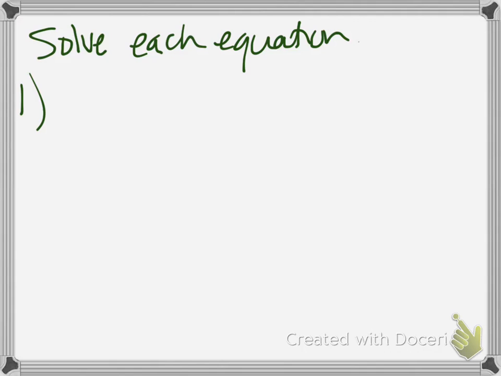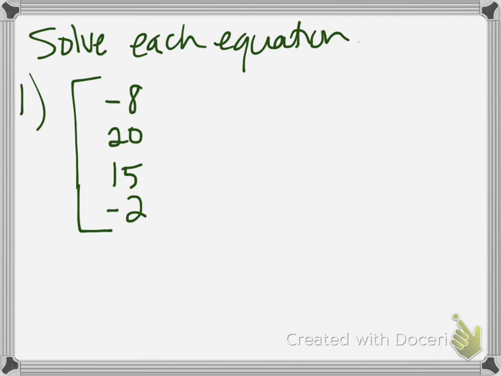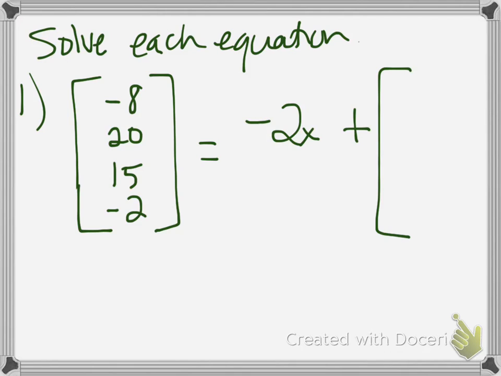The directions here are to solve each equation. So for number 1, I have the 4 by 1 matrix -8, 20, 15, and -2, and I did not make this matrix long enough. That equals -2x plus the 4 by 1 matrix -3, 7, 9, and -1.